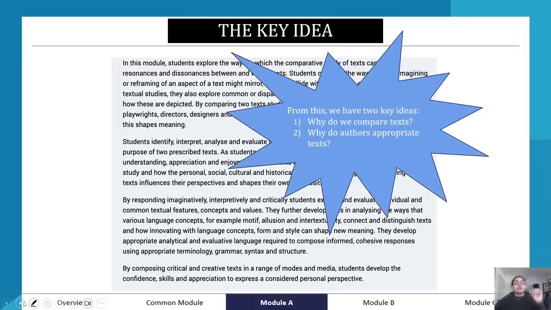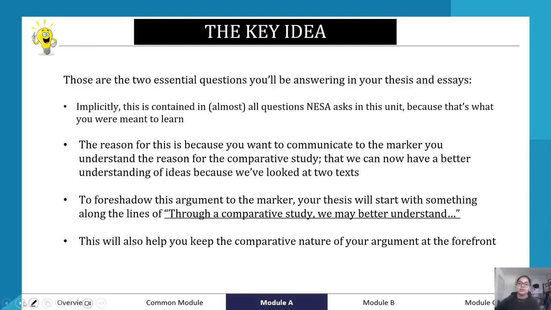Remember, there are two key ideas that you want to take away from here. Firstly, why do we compare texts? And secondly, why do authors appropriate these texts? These are two essential questions that you will be answering in your thesis and essays for Module A, because they're inherently in all questions that NESA will ask about the unit, because that is what they want you to learn about the unit.